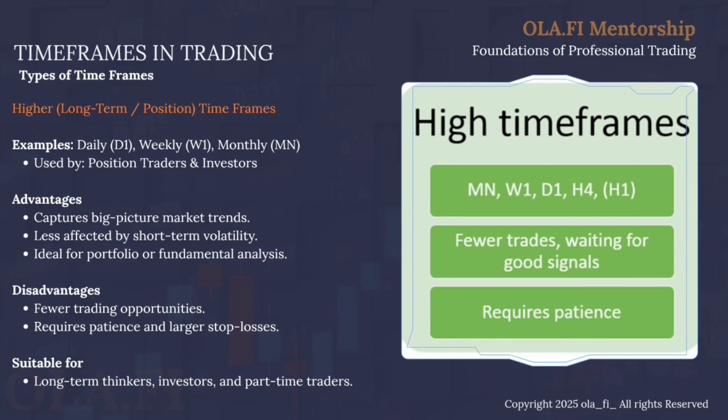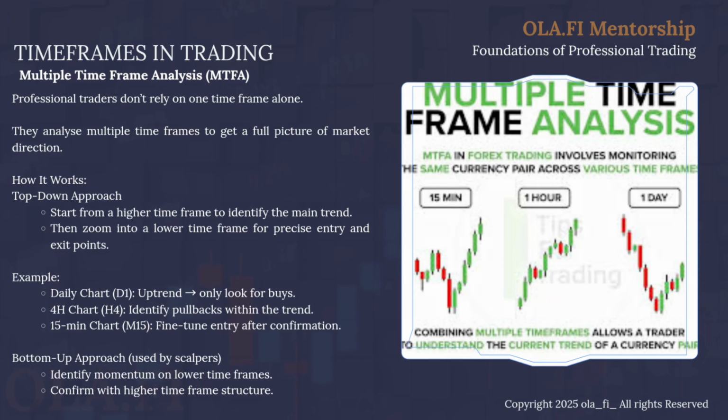And patience, fewer opportunities. A position trader may take 1 or 2 trades a month, 1 or 2 trades in 2 months. That's a very possible thing. Because it's not lower time frame and it's not highly volatile. You don't expect to see moves every day or every other week. So you must be very patient to use the higher time frames. And this is suitable for long-term thinkers, investors, and part-time traders.